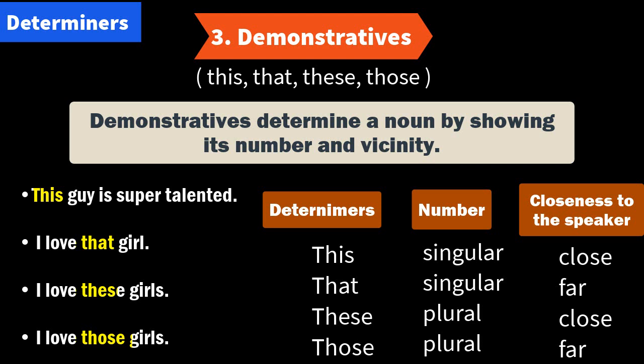These indicates a noun which is plural and quite close to the speaker, and those indicates a noun which is plural, right, which is more than one and quite far away from the speaker. So that's how we use demonstrative adjectives as determiners, right? What do they do? They determine a noun in terms of a number and its vicinity, right?